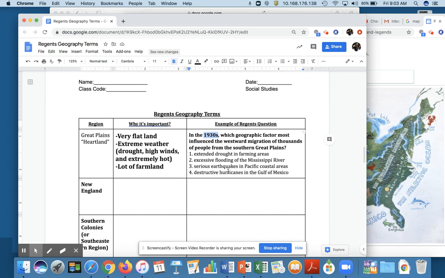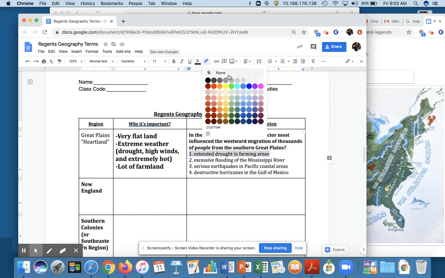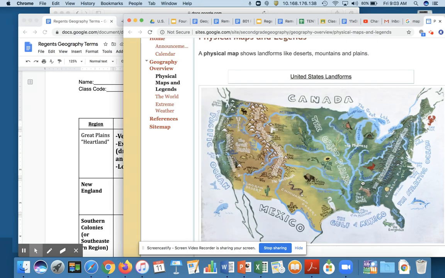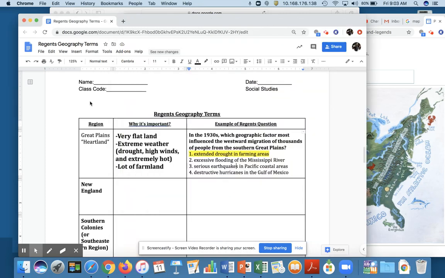And hopefully you're starting to see that the best answer is going to be extended drought throughout the farming areas. You know the Great Plains has a lot of farmland. You know that there's extended drought as part of the extreme weather. Now, there really can't be flooding from the Mississippi River because the Mississippi River is over here. It is close to the Great Plains, but that is a pretty good answer, but not the best one.